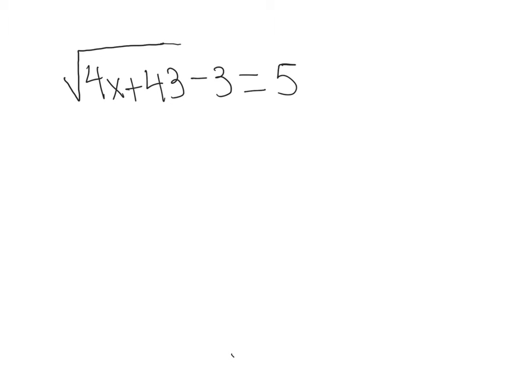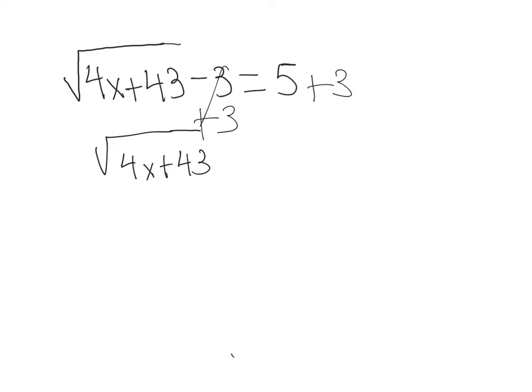So, in order to start today's problem, you're going to have to get the square root by itself. And in order to do so, you're going to have to add 3 to both sides. So, once that is done, you are left with 4x + 43 equals 8. So the next step would be to get rid of the square root.